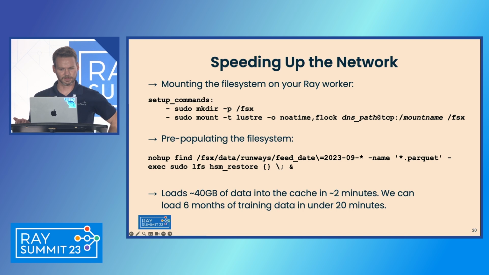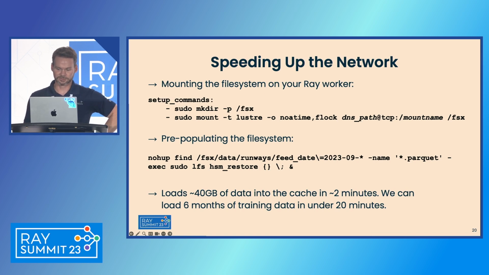So this is an example of how you would mount it. If you had your own cluster and you were doing that with YAML, this is how you might do it. You basically just create this /fsx folder or wherever you want, then you do this mount command. This basically comes straight out of the AWS docs.